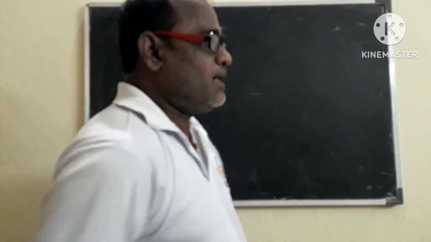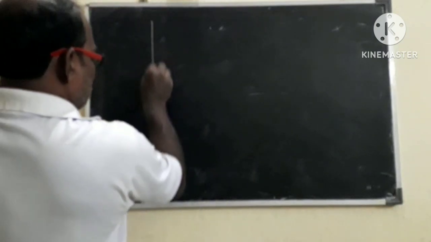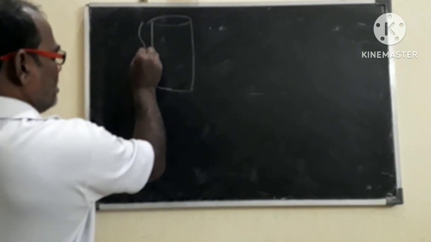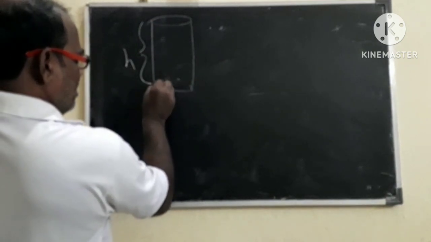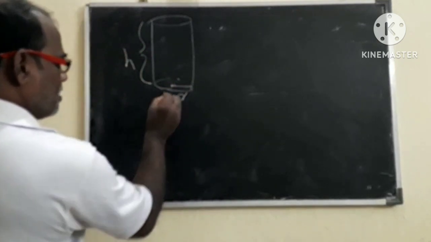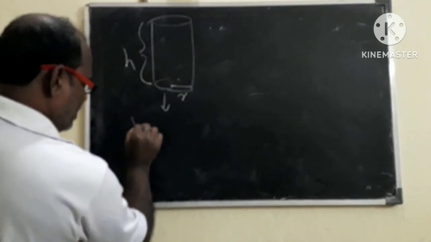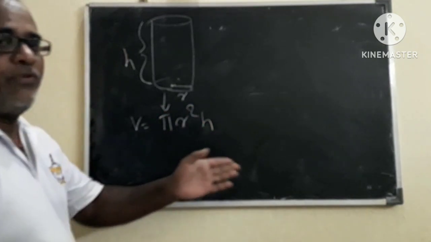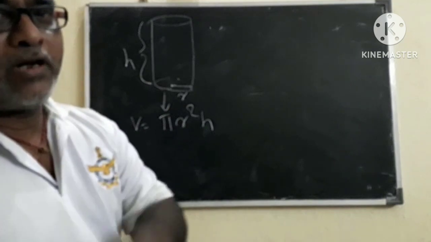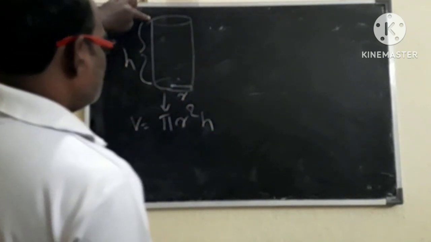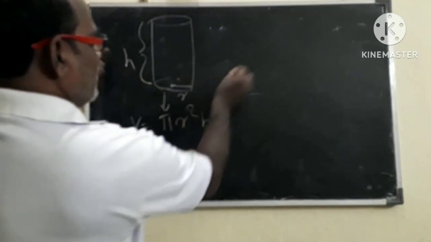Any cone, let us do one more activity. Let us first take a cylinder whose height is h and the radius is r. So the volume of this cylinder becomes V is equal to pi r square h, which we have just now derived.